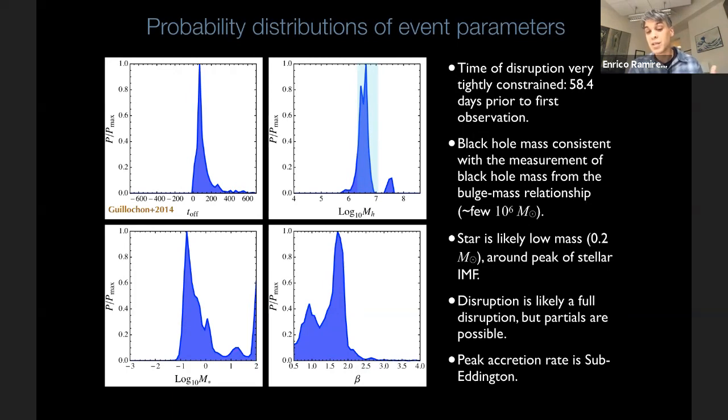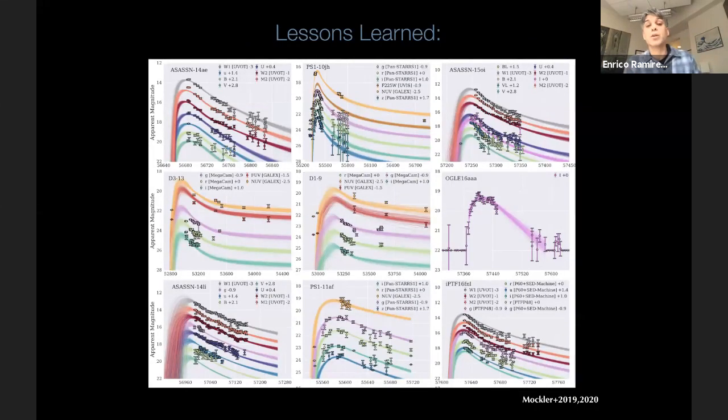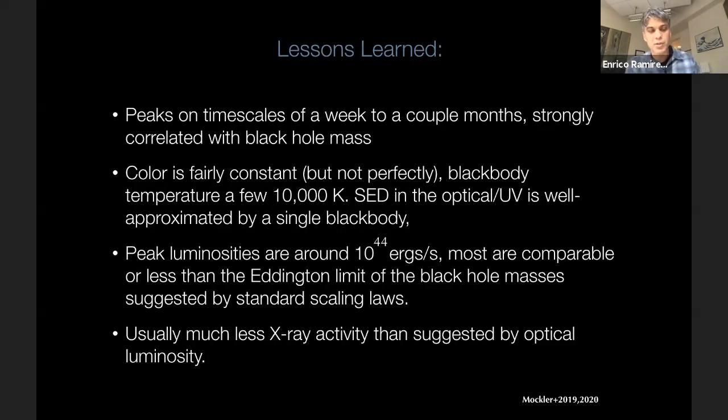And ultimately, the inference is that these objects are disrupting stars very close to the peak of the IMF, at least in this particular case. But without spectra, it's incredibly difficult to say anything more about the star. And that's something that we've been trying to pursue in significantly more detail. So this is the sort of seminal work that Brenna has done by utilizing this idea that the total bolometric luminosity follows the fallback rate. And the overall lesson that we have learned in the field is that the systems peak on timescales of weeks to a couple of months.